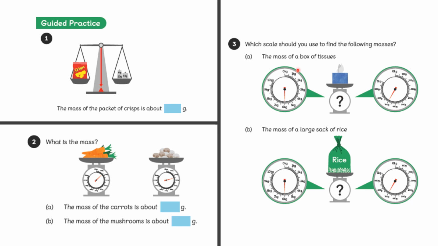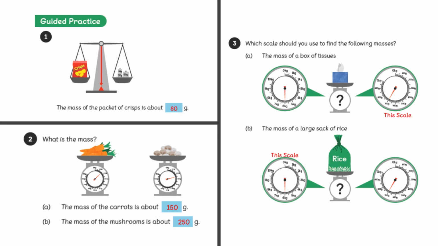It asks you which scale should you use to find the following masses. So question A, the mass of a box of tissues, and question B, the mass of a large sack of rice. And I don't want to give too much away, but look really closely at the scale on that side and then the scale on this side to decide which one is correct for measuring tissues and which one is correct for measuring the rice. So I expect this will take you between 5 and 10 minutes. Good luck!